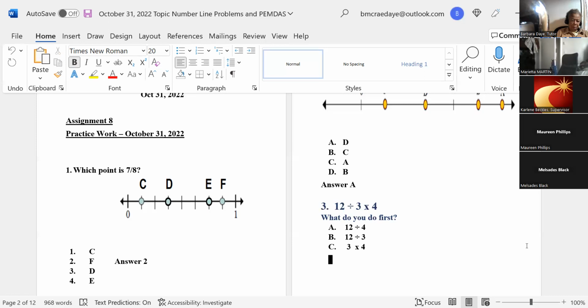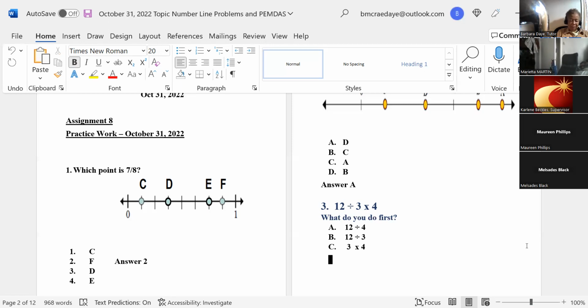Yes, miss, because you have parentheses first, then exponents, then multiplication, and there are no parentheses nor exponents, so it's multiplication next. But what did I say about multiplication and division and addition and subtraction? The operations are done from left to right.